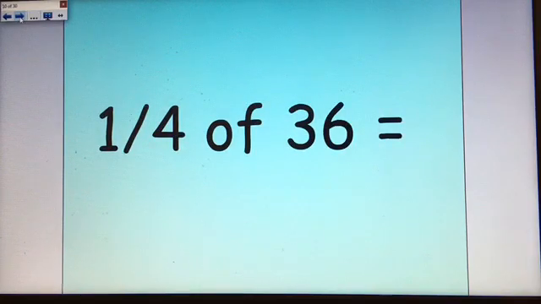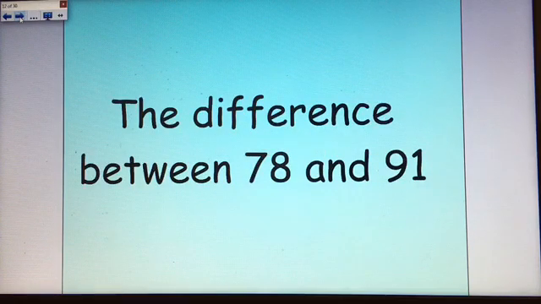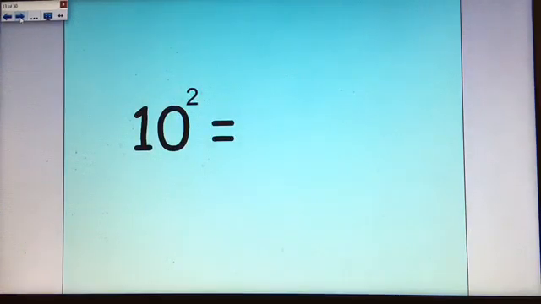Quarter of 36 is 9. 36 divided by 4 is 9. To find a quarter, you divide by 4. 3 groups of 7, 21. Groups of means multiply. The difference between 78 and 91, 13. 10 squared, 100.